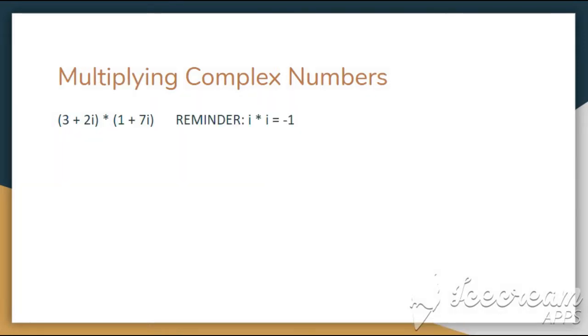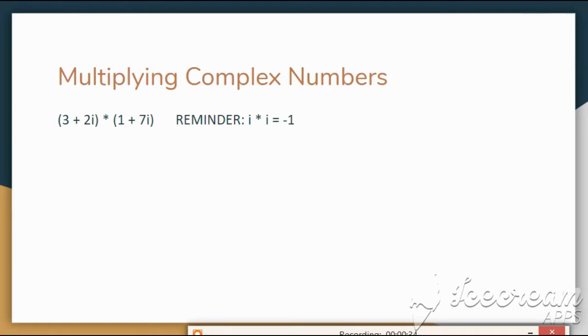Right, so now let's look at multiplying these complex numbers. Here's our example, 3 plus 2i times 1 plus 7i. Now before we begin, just a reminder, i times i is equal to -1. The square root of something times the square root of something will just give you the term that's underneath that square root. So in this case, the square root of -1 times the square root of -1 will just give us -1. That's very important when we're going to be doing these multiplication and division examples.